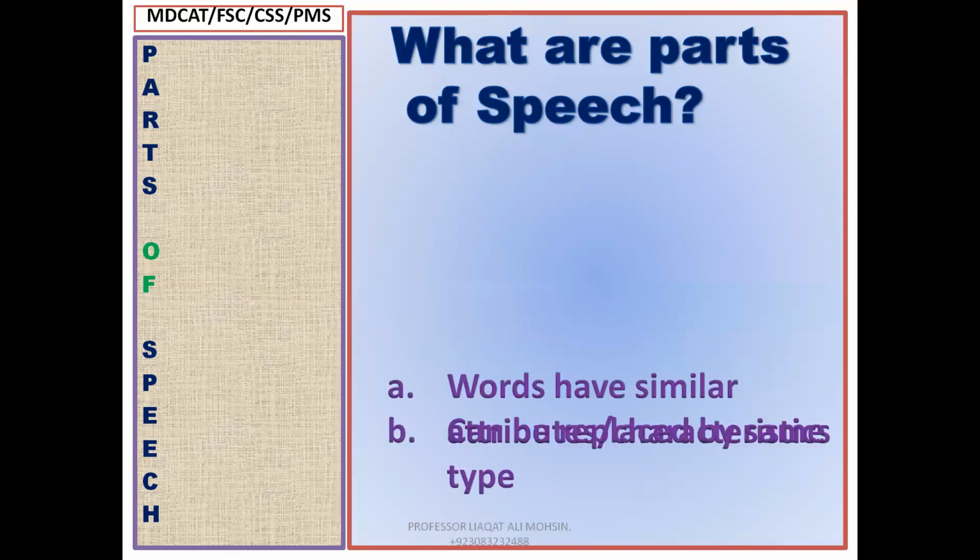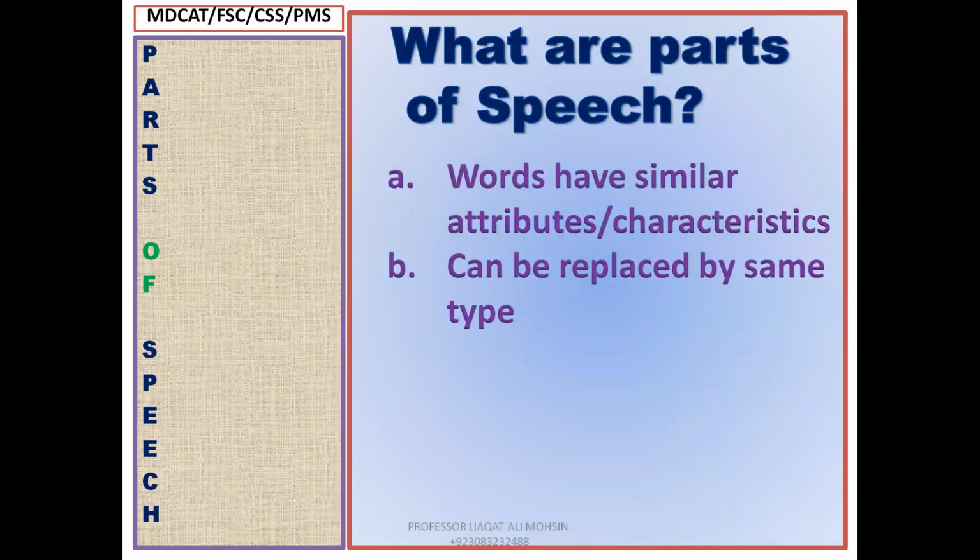When we talk about them, parts of speech are the words having similar attributes or characteristics. What does that mean? It means their characteristics, their role, their use in a sentence is similar. What is the result of that? The result is that they can be replaced by the same type.